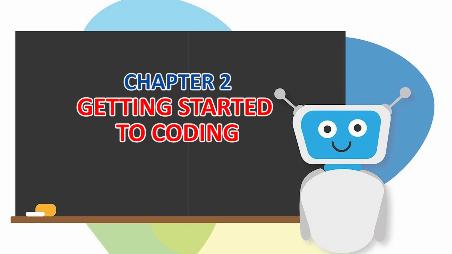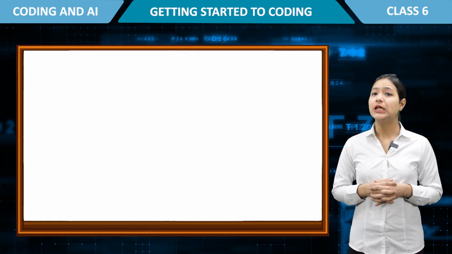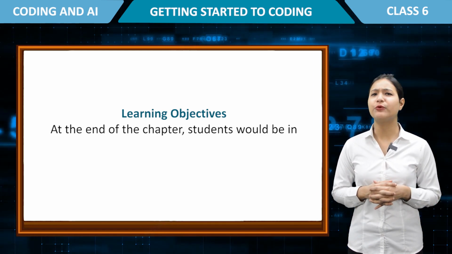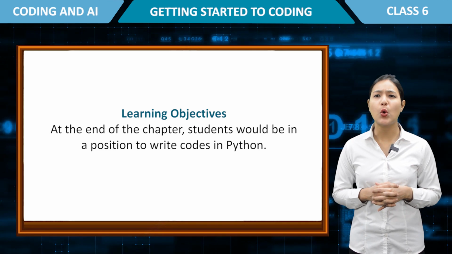Chapter 2, Getting Started to Coding. Learning objectives. At the end of the chapter, students would be in a position to write codes in Python.